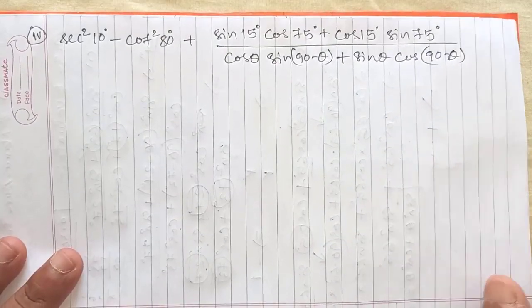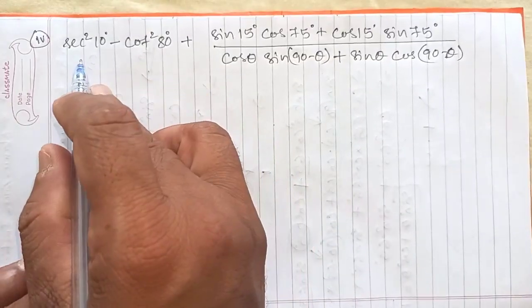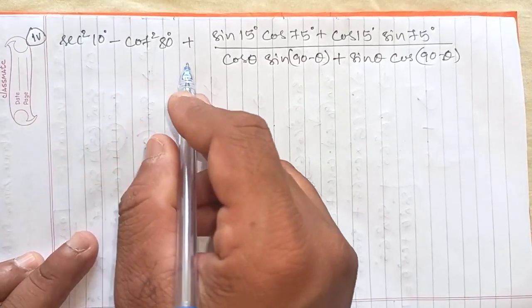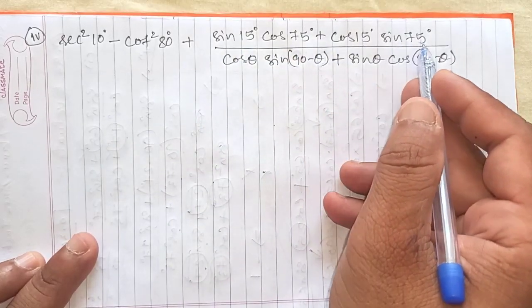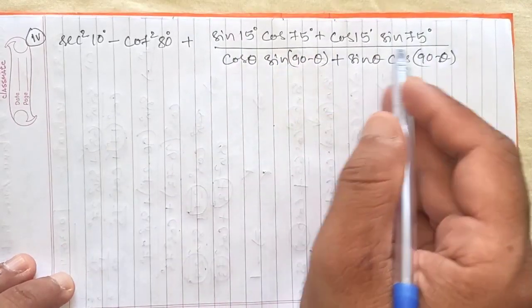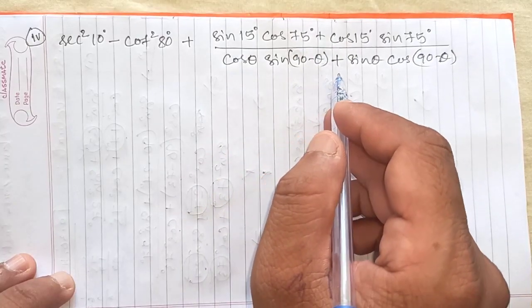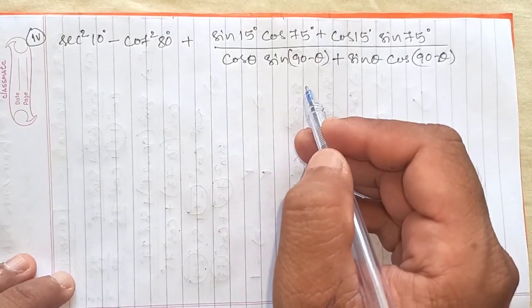Now the fourth bit. In the fourth bit, the question is given: sec square 10 degree minus cot square 80 degree, plus (sin 15 degree cos 75 degree plus cos 15 degree sin 75 degree) whole divided by (cos theta sin 90 minus theta plus sin theta cos 90 minus theta).